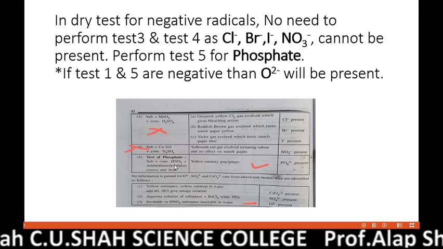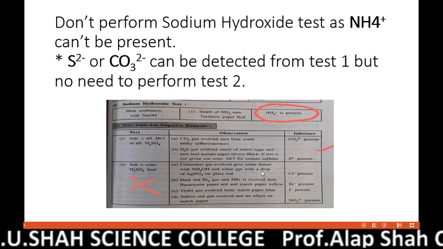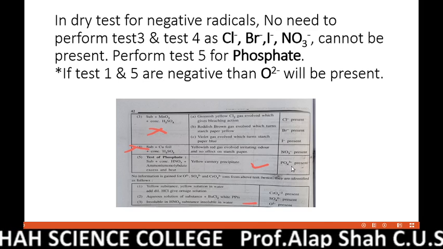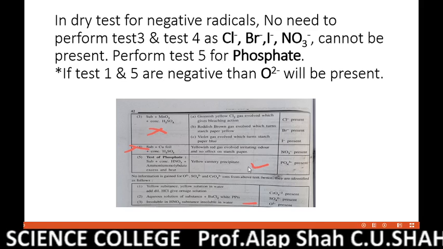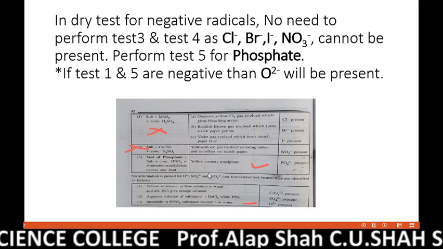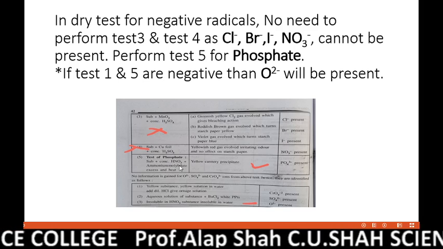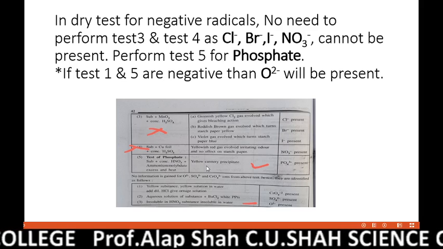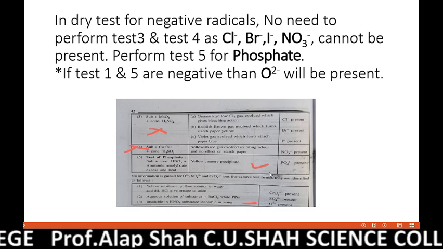Yes, this fifth one, test of phosphate, that you should perform. Especially if you don't get carbonate or sulfide, then you should check the presence of phosphate. Here student have to be extra cautious, because in this test you are adding concentrated HNO3. Its color is also yellow. So here you should get yellow precipitate. Then only you can consider the phosphate is present.